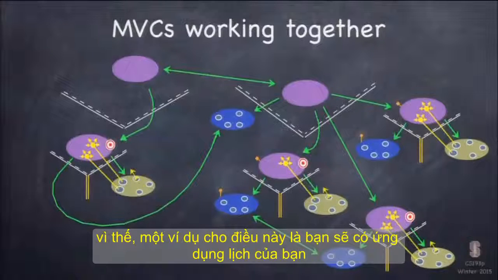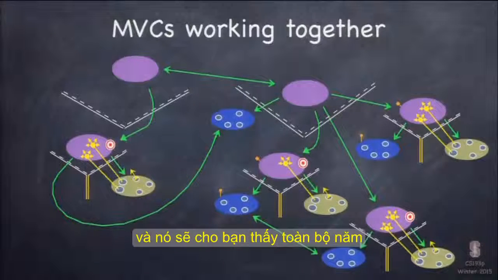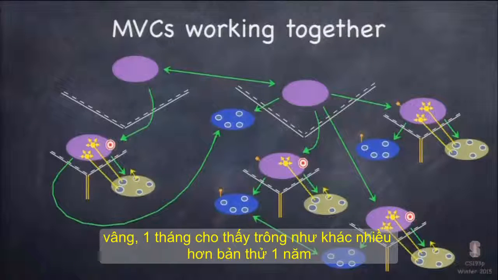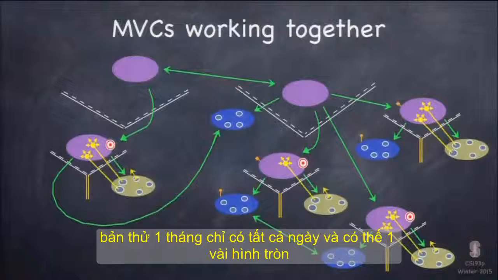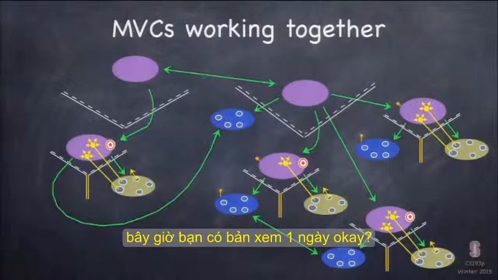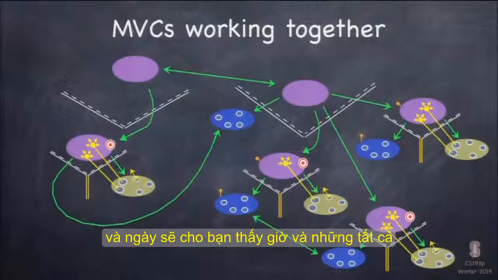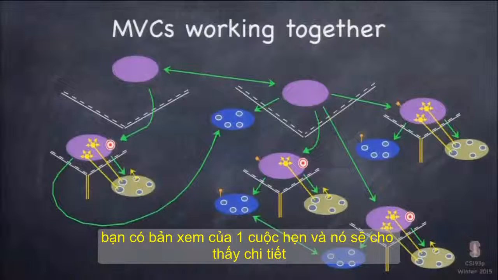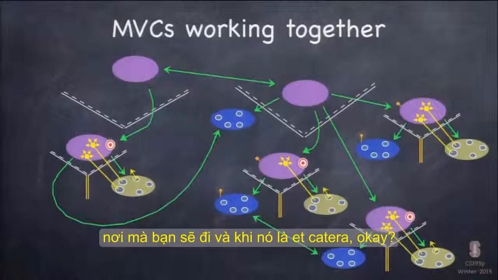So an example of this is you might have your calendar app, and it's showing you the entire year. And you click on a month, and now it shows you a month view. Well, a month view looks a lot different than a year view. A month view just has all the days and maybe some circle that tells you where you have an appointment on a day. And then maybe you click on a day, and now you get a day view. And the day is showing you the hours and what all your appointments are. And you click on an appointment, now you get an appointment view, and it's showing the detail of where you're going and when it is, etc.